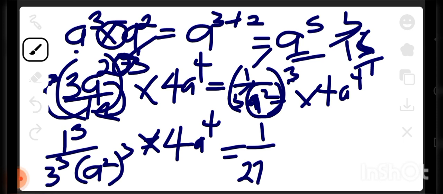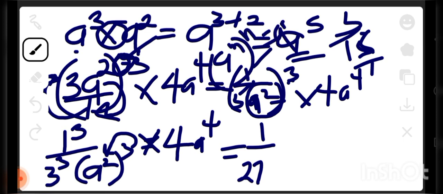A squared raised to power 3, look at it. A squared raised to power 3 will give us 3 times 2. You multiply the two powers. For example, if you have something like a raised to power m, raised to power n, what you do is just multiply the two powers. That's what you do. Just multiply the two powers.